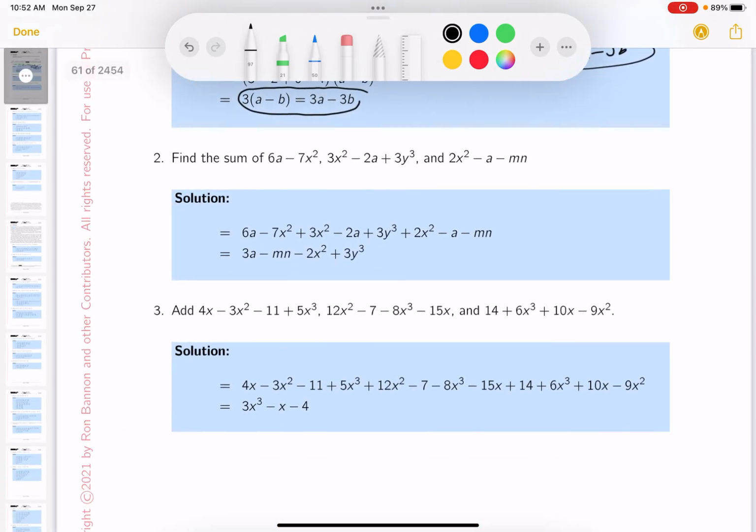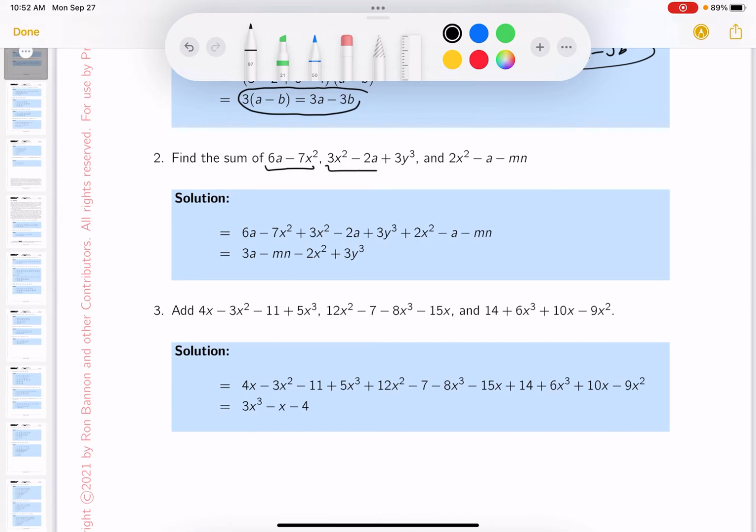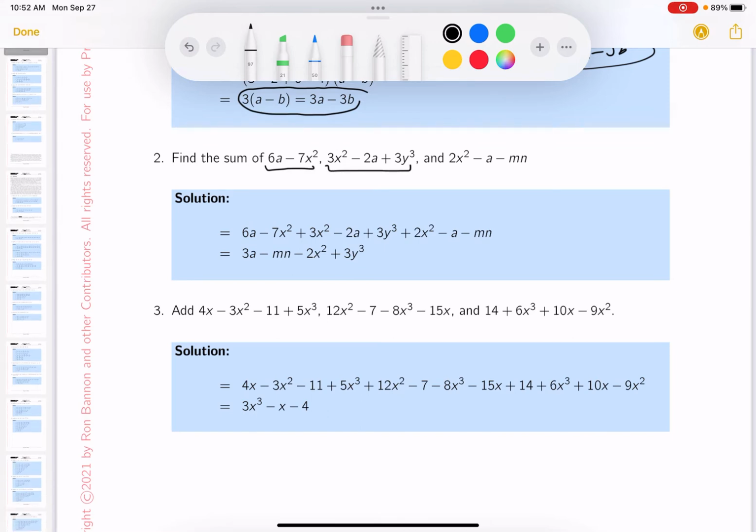I want to point out this is an expression over here. This expression has 2 terms in it. They want me to add it to this expression, which has 3 terms in it, and to this expression, which has 3 terms in it. The way I'm going to do it is just go left to right through the problem and look at things. So I'm looking at 6a. Is there another term with a in it? Yeah, this one over here, and then this one over here.